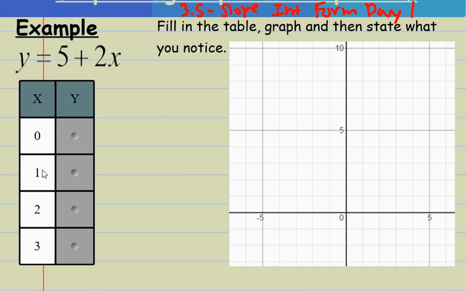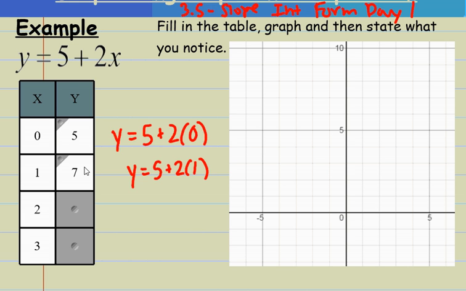Fill those in for your x values, and then we're going to substitute them in one at a time. If I put 0 in for x, my equation becomes y equals 5 plus 2 times 0. 2 times 0 is 0, and 0 plus 5 is 5. Then I'm going to put 1 in for x, and my equation becomes y equals 5 plus 2 times 1, which is 7. If you put 2 in for x, 2 times 2 is 4, and 4 plus 5 is 9. If you put 3 in for x, 2 times 3 is 6, and 6 plus 5 is 11.